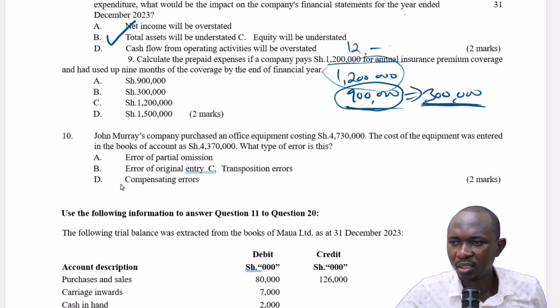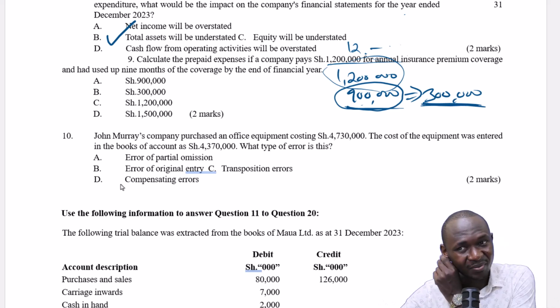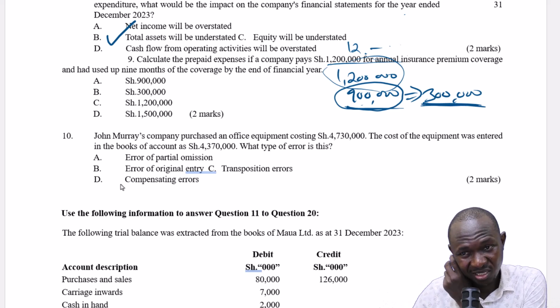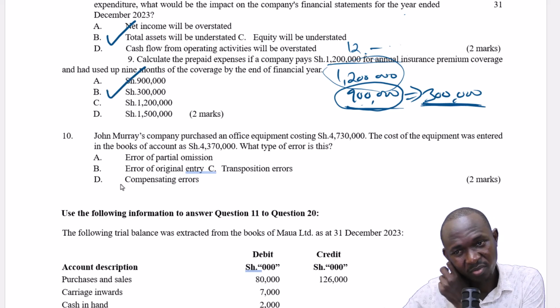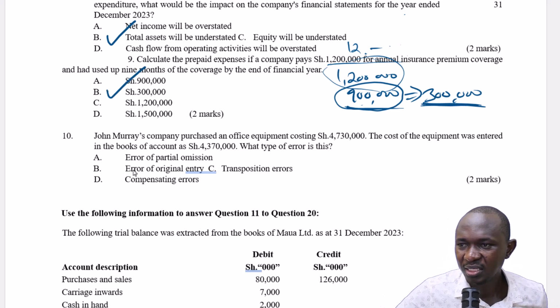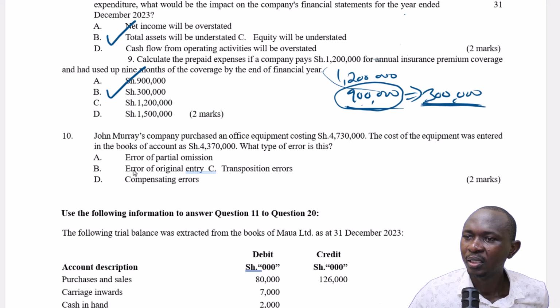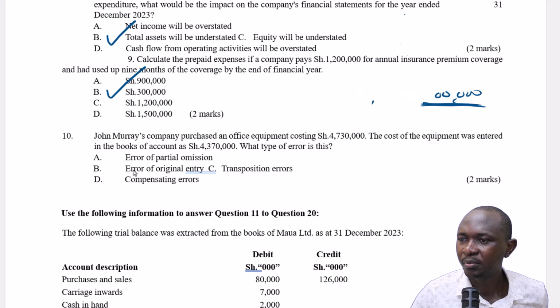So prepaid. Calculate the prepaid expenses. It's 300,000. So let's just get for 300,000. Here we go. B. That is correct. So that is the answer. Let's go to the next item.